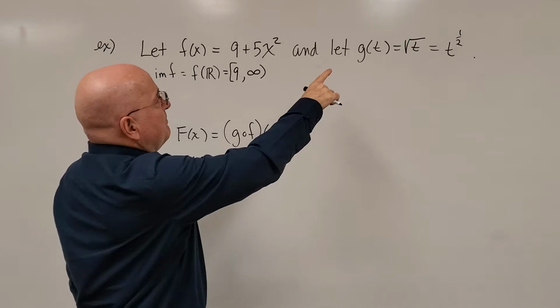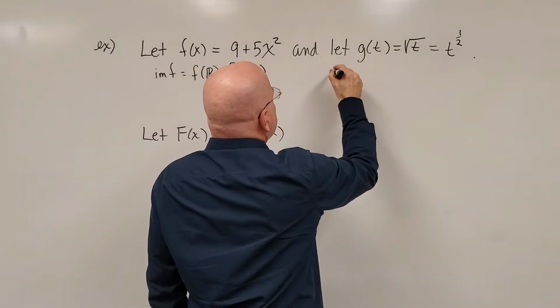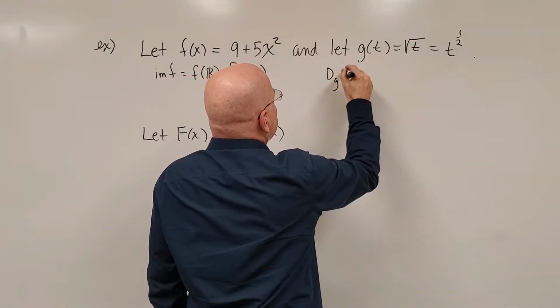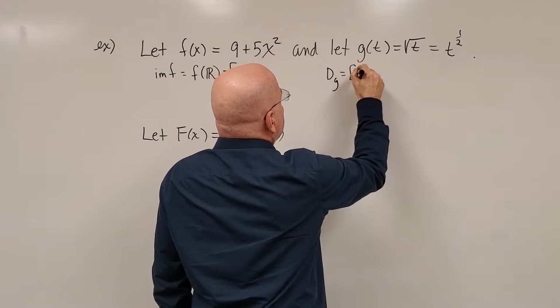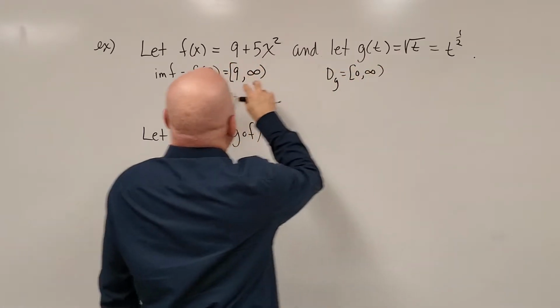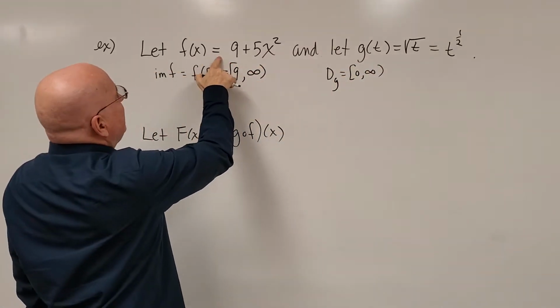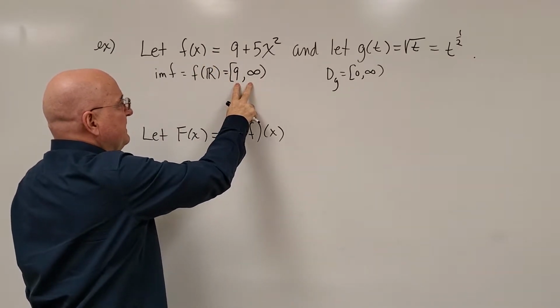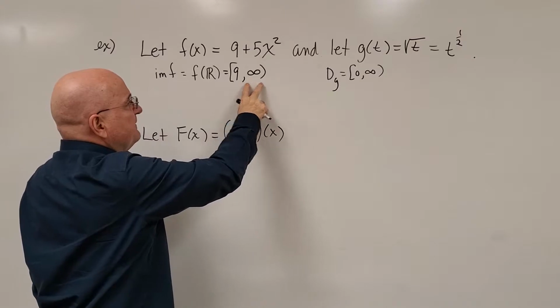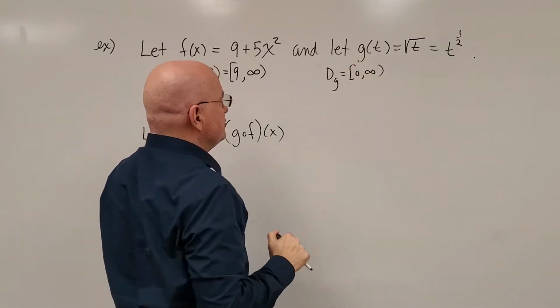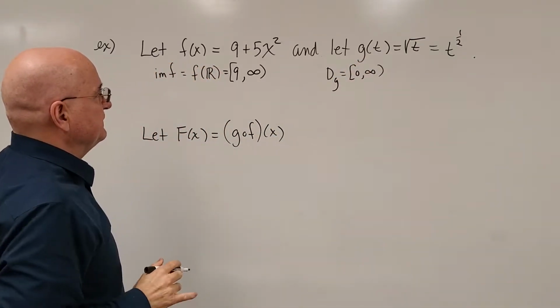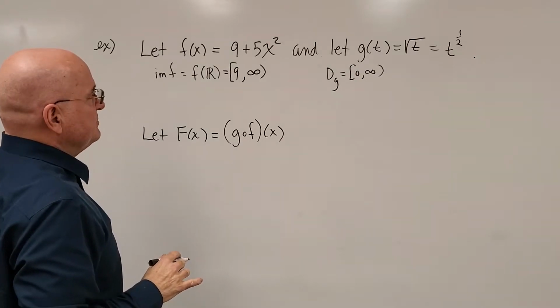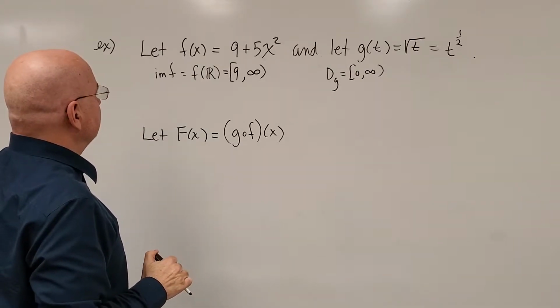And what is the domain of g? The domain of g was simply 0 to infinity. So yeah, we have a subset. No matter what value I plug into f, I'm going to get a number from 9 to infinity, and any number from 9 to infinity can be plugged into g. So this does make sense, and we can use the chain rule to find the derivative.